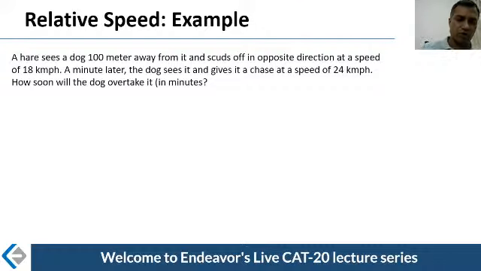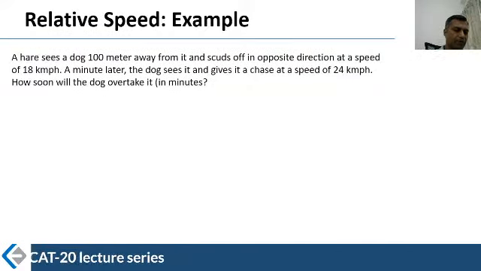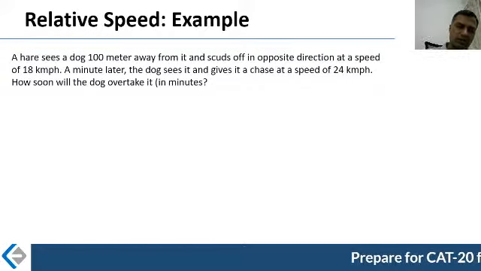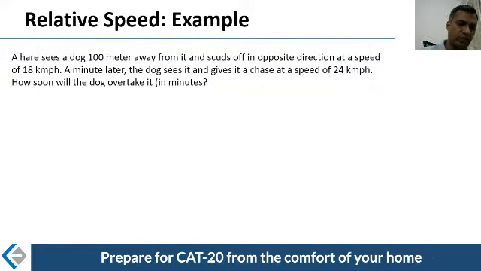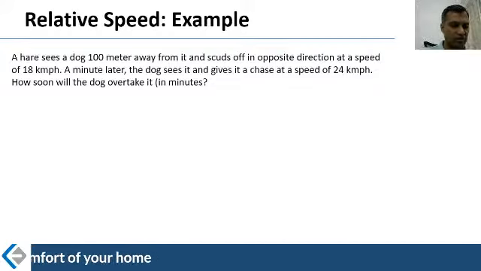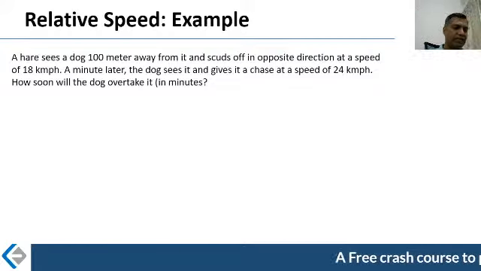Let's go to this particular question. A hare sees a dog 100 meters away from it, which means it spots the dog, and then it runs off. It runs off in the opposite direction. It does not run towards the dog. The moment it sees the dog, it is on its feet and running, at 18 kilometers per hour.